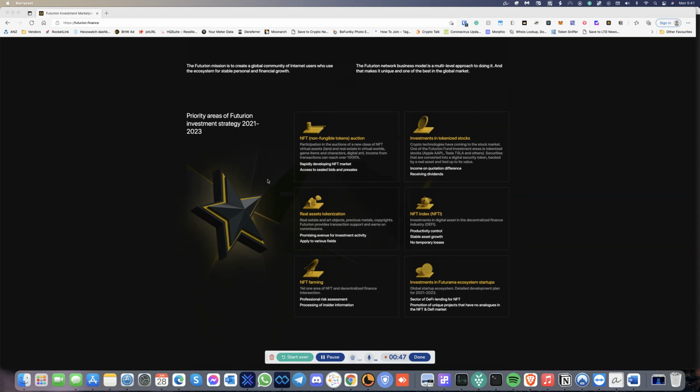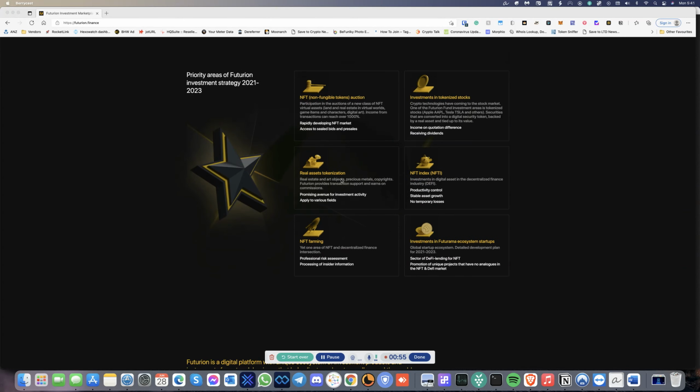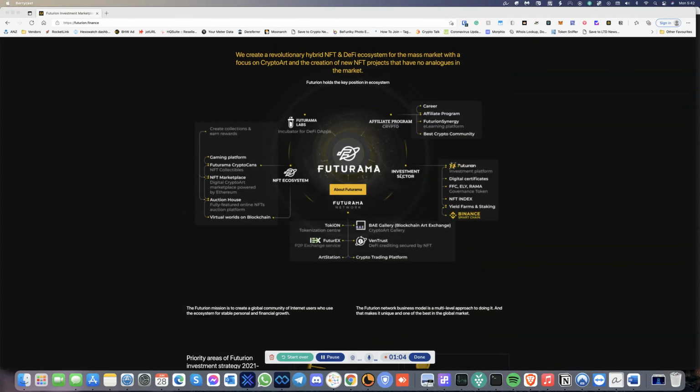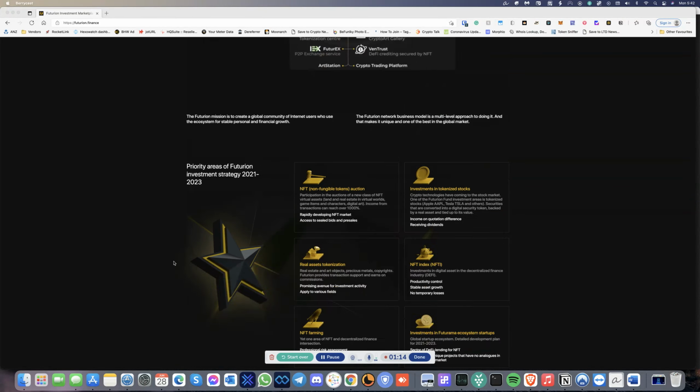Their strategy includes NFT auctions, investments in tokenized stocks, real assets tokenization, NFT index, NFT farming, and then investments in the Futurama ecosystem startups, which is over here. So Futurion holds a key position in this ecosystem. You can see all this information on the website.